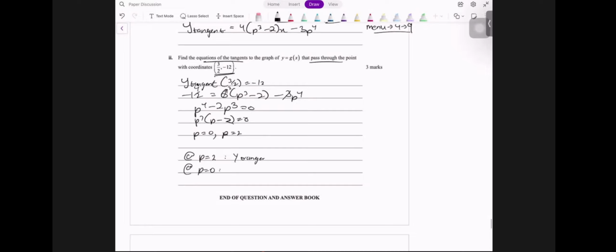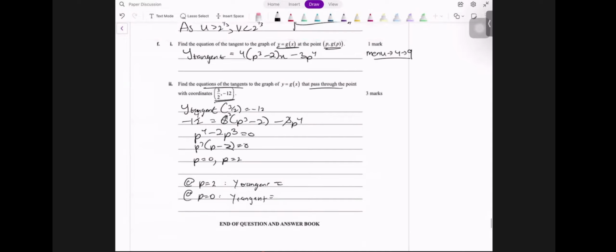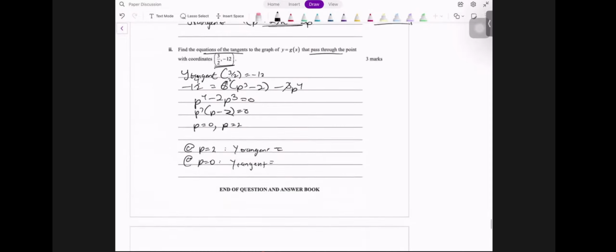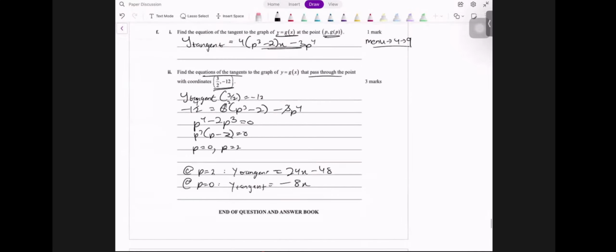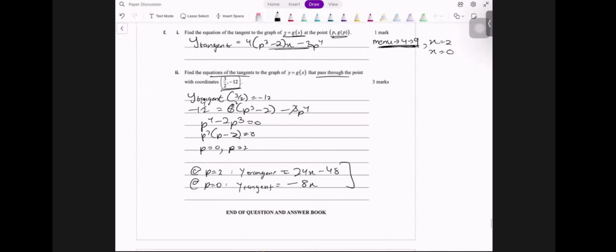Y tangent, okay, I'll just write these both here. You just sub your p values into here. So if you sub in p is equal to 2, you get 24x minus 48. And if you sub p equals 0, that's equal to 8x. If you want a good way to check if these answers are correct, you can use this function again and instead just let x equals 2 or x equals 0. I did it and I got the exact same. So yeah, those are all the answers. And that's all. That's it.